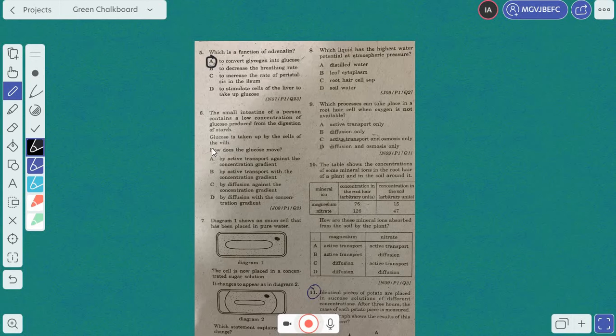Glucose is taken by the cells of the villi. Now, how does glucose move? This is very, very easy. By active transport against the concentration gradient, by active transport with the concentration gradient, by diffusion.